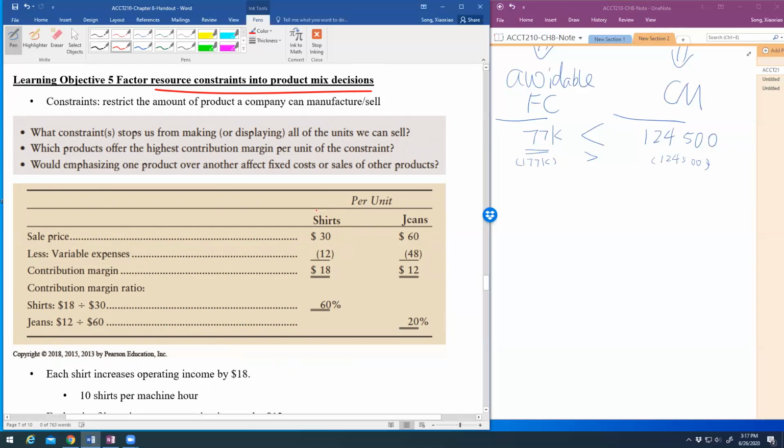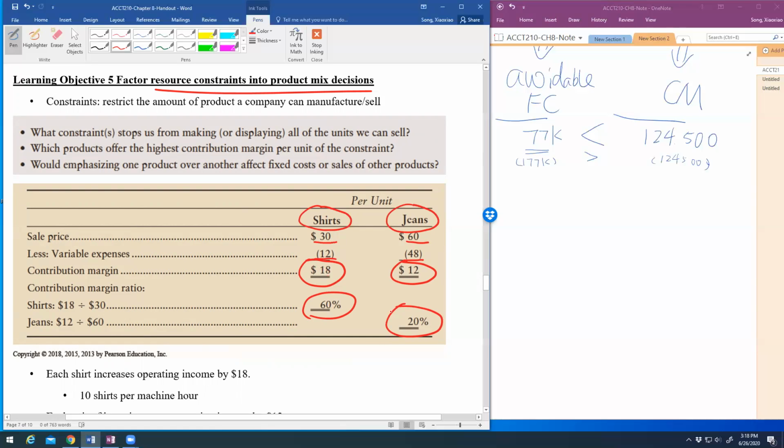You have two products: shirts and jeans. Don't worry about too many things. The selling price of the shirt is $30, jeans is $60. Variable cost of the shirt is 12, jeans is 48. So the contribution margin is 18 versus 12. You also have the contribution margin ratio, which is 60% and 20%.